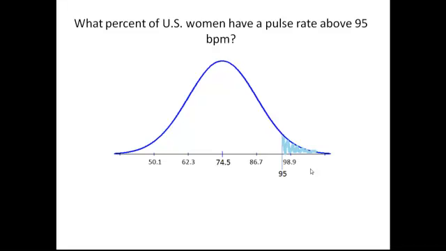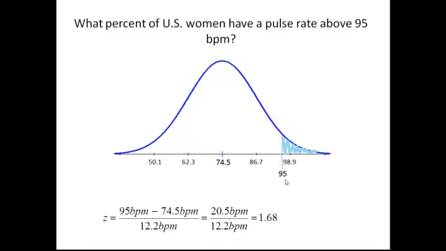So the first thing we need to do in order to figure this out is to convert our pulse rate that we're interested in, that is 95, into a standard score, our Z-score. So here's the math. We take the 95, that is our stopping point along the horizontal axis. We subtract off the mean, which is the center of the distribution, and we divide by 12.2. So 95 is 20.5 beats per minute above our mean. If we divide that by the standard deviation of 12.2, we arrive at a standard score of 1.68.